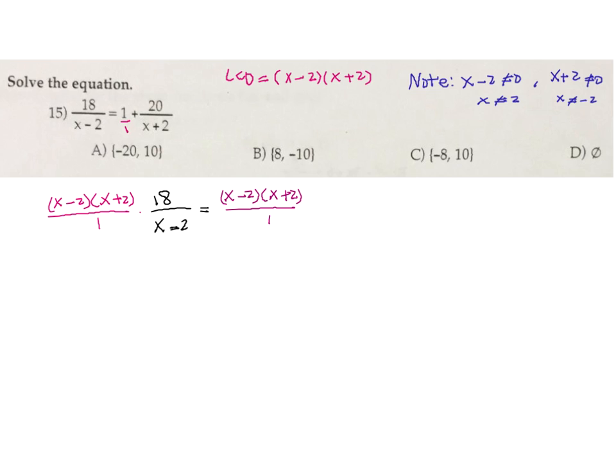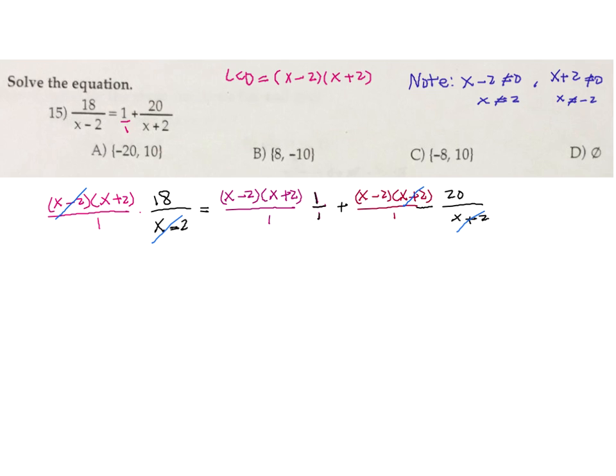We multiply that by the next term, which is 1 plus, and then we multiply the last term by LCD again, which is x minus 2 times x plus 2 over 1 times 20 over x plus 2. Remember why we're doing this again. We're doing this to eliminate the fractions. So my next step would be to simplify. All right, let's do that. X minus 2 turns to 1.